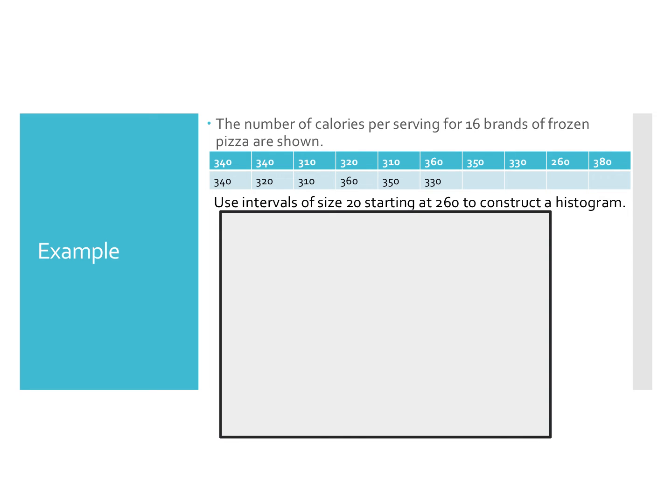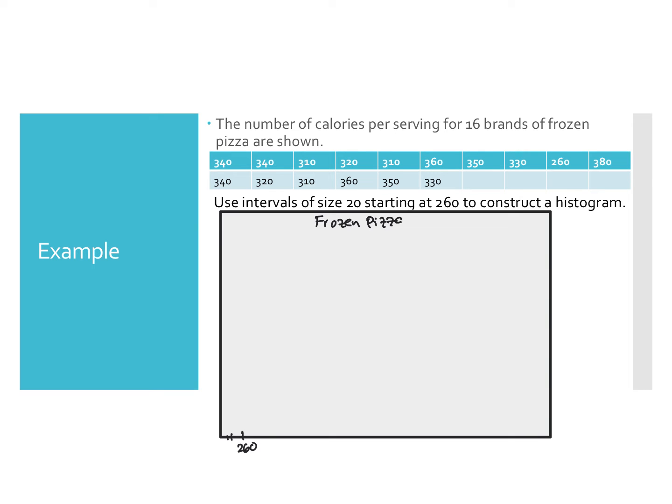So if we look at our next example, we are going to use intervals of size 20 starting at 260 to construct a histogram for the number of calories per serving for 16 brands of frozen pizza. First thing I would do is obviously a title, and we're going to say frozen pizza. And we know we're going to use intervals of size 20 beginning at 260.